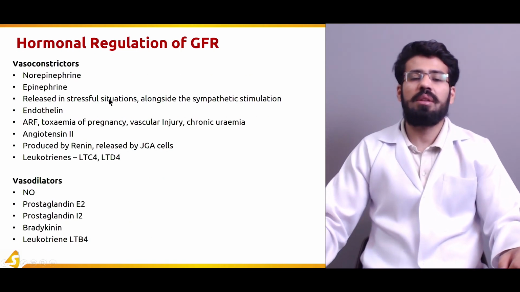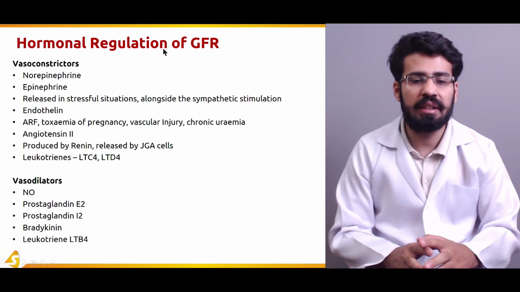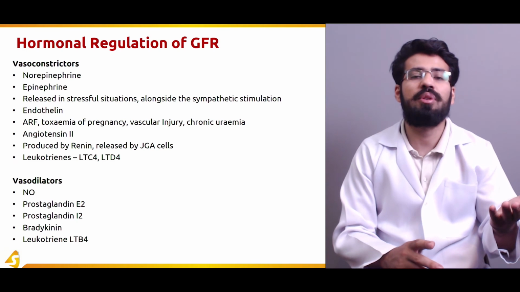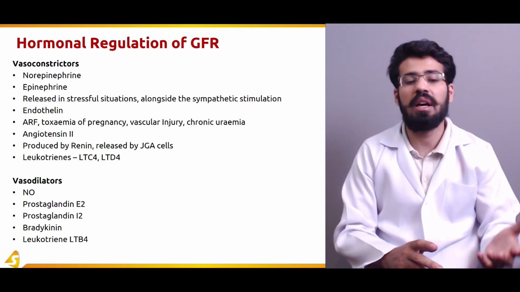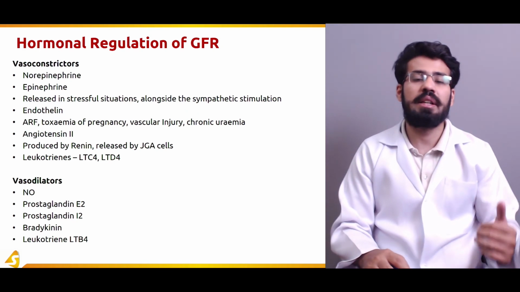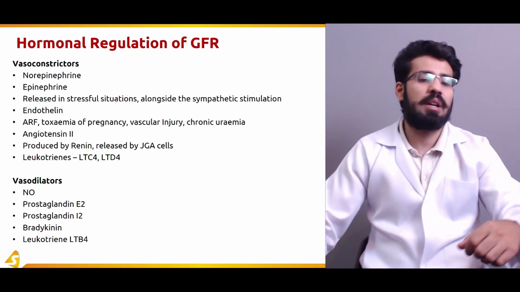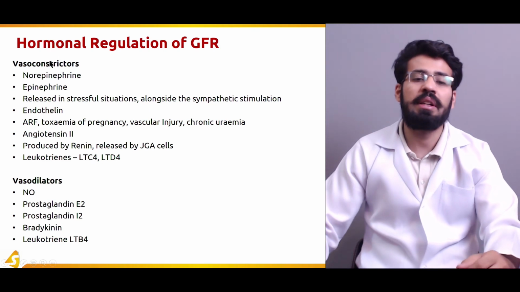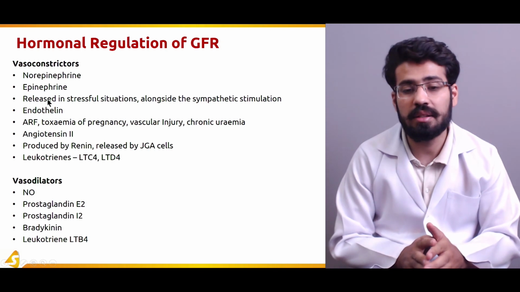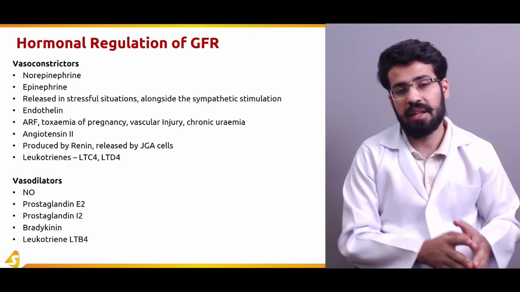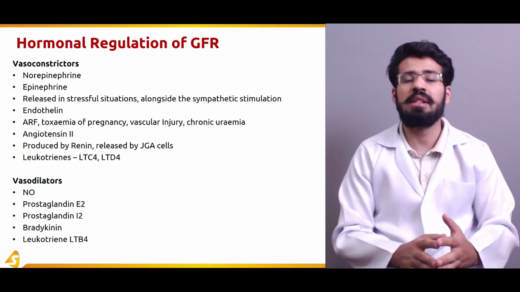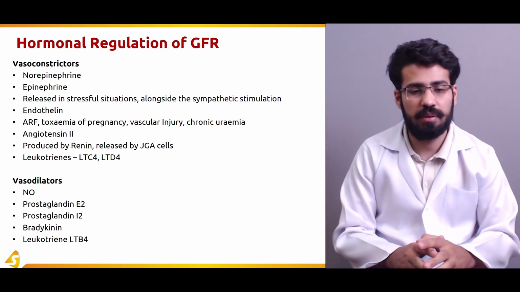Now, in summary, let's talk about the hormone regulation of the GFR. Let's start with the vasoconstrictors. On one hand we have vasoconstrictors, which will cause a decrease in the GFR, and the vasodilators, which will increase the GFR, by decreasing and increasing the diameter of the blood vessels. Vasoconstrictors include norepinephrine and epinephrine. They are basically released in stressful situations, along with stimulation from the sympathetic nervous system.